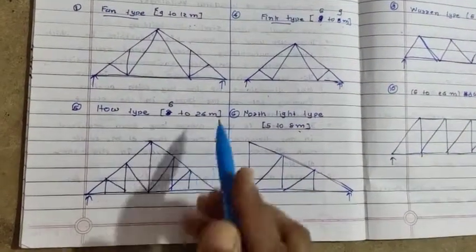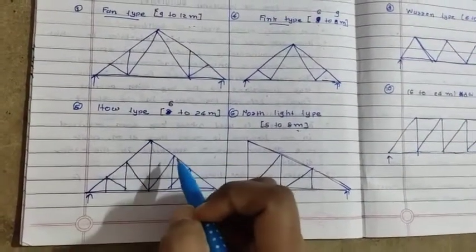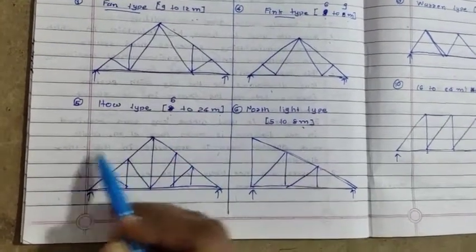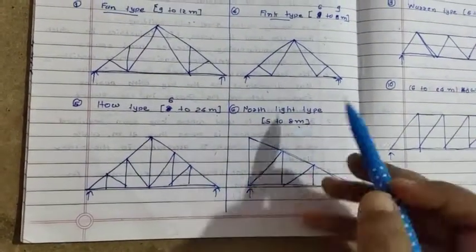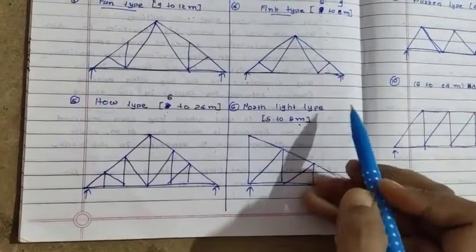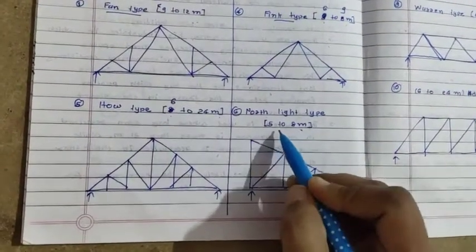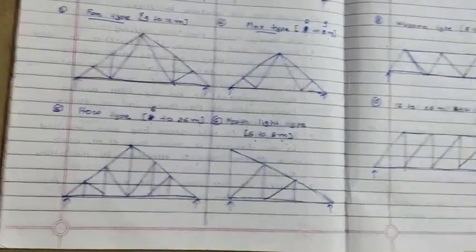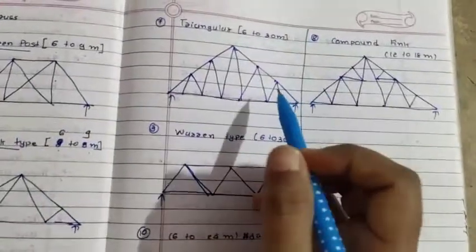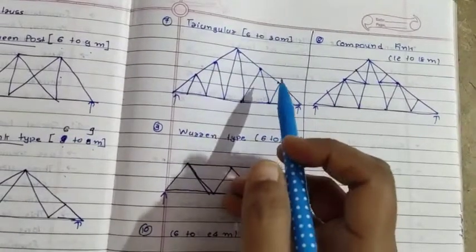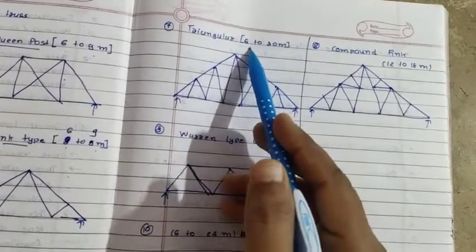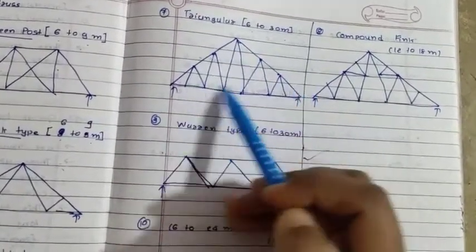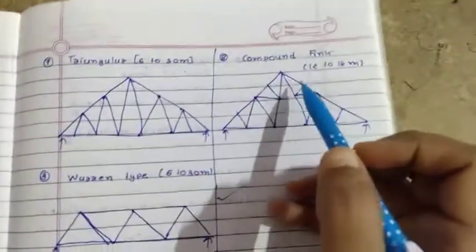The fifth one is a howe truss. If the span is between 6 to 24 meters, then howe truss is considered. Sixth one is a north light type. If the span is between 5 to 8 meters, we consider this north light type roof truss. Seventh one is a triangular roof truss, which has a span between 6 to 30 meters. That type of triangular roof truss is considered in design.